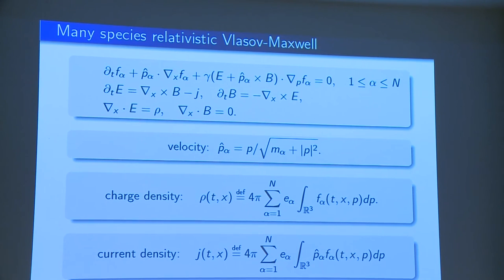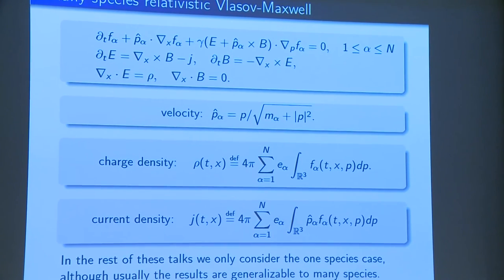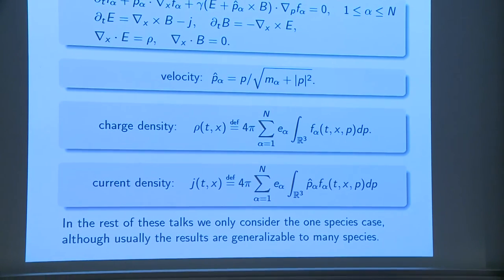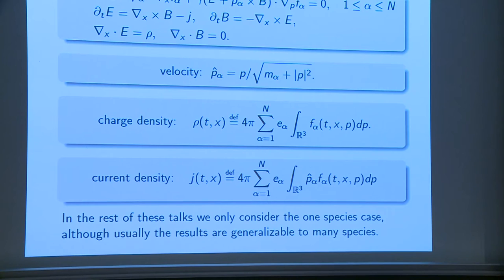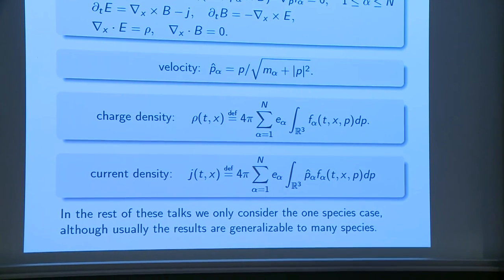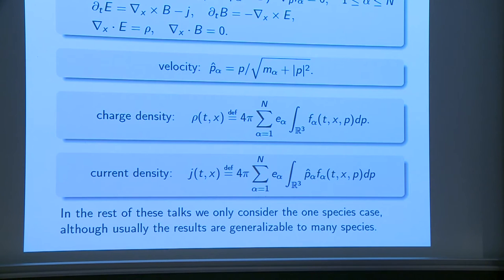Normally, for many types of results that you prove for these systems, because of the structure of the equations it's sufficient to just write your proof out carefully in the one species case, and then things continue to work in the many species case, although that does need to be checked on a case-by-case basis. Okay, so that's the full system.